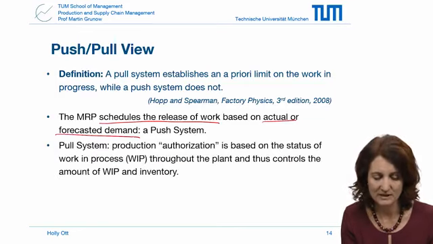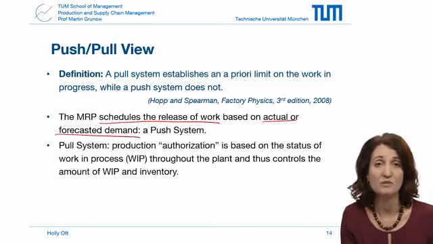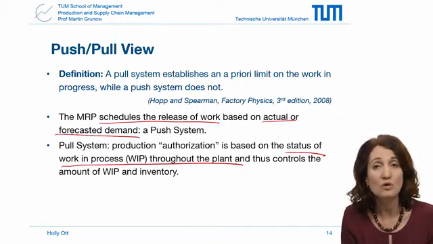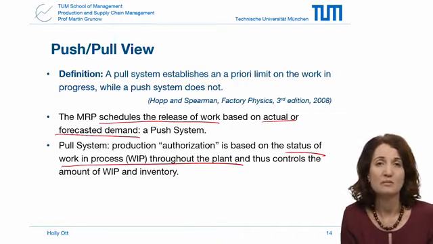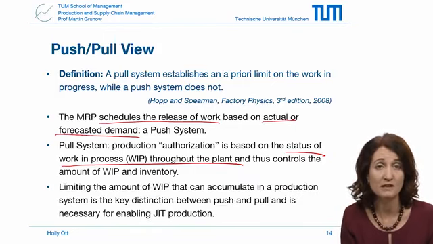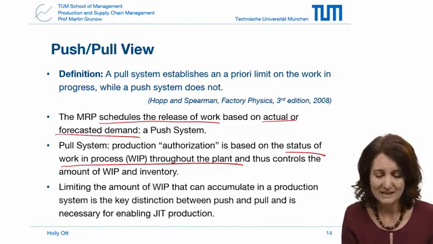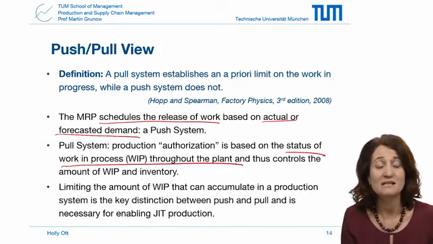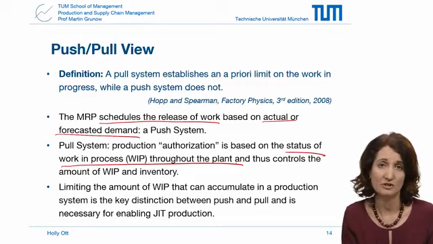Whereas a pull system authorizes production based on the status of work in progress throughout the plant, and thus controls the work in progress and the inventory in the production. This limitation on the amount of WIP that can accumulate in a production system is the key distinction between push and pull, and is necessary for enabling JIT production.